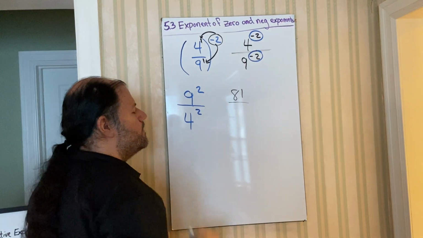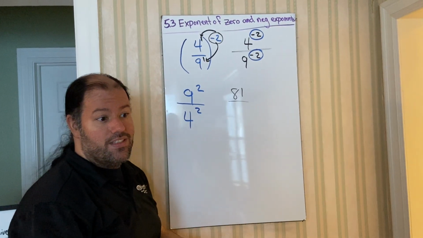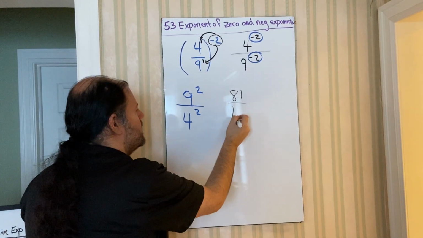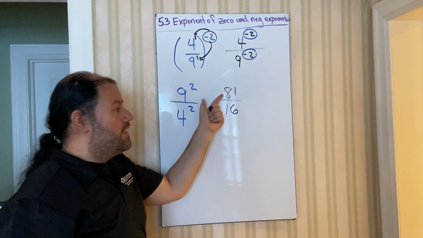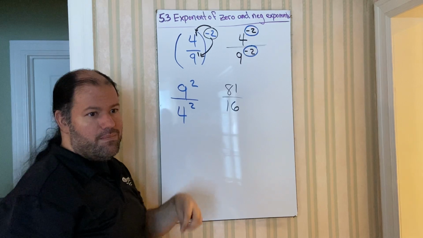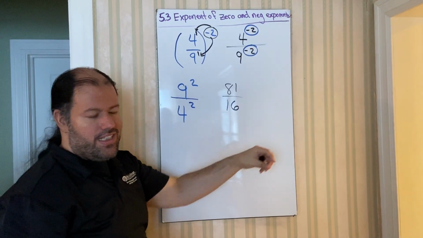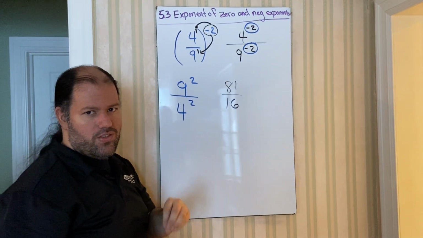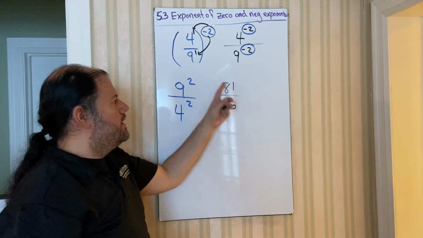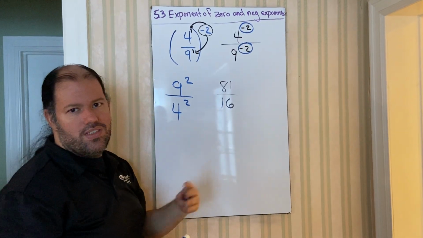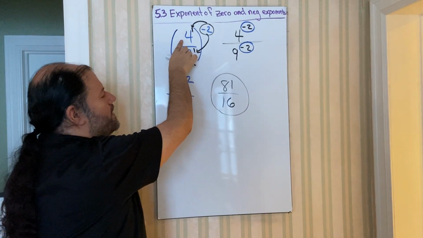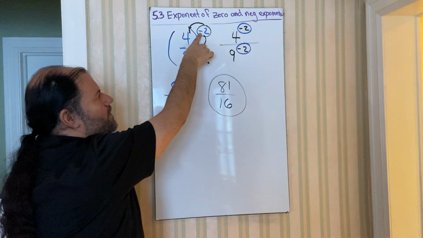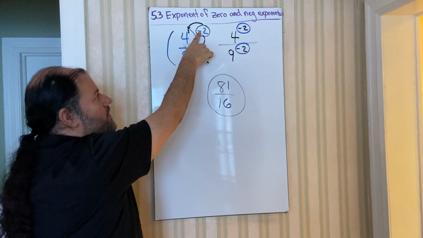And you know what 4 squared is? That's 4 times 4, which is 16. This cannot be reduced because I know if I factor that out, that'd be 3, 3, 3, 3. 16 would be 2, 2, 2, 2. Nothing but 3's, nothing but 2's, nothing reduces. This would be your final answer. From here to here, notice we were able to get rid of the negative exponent.